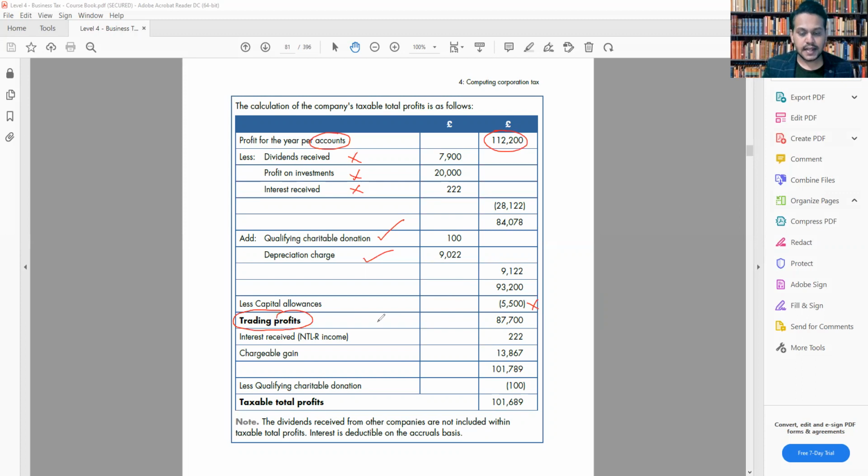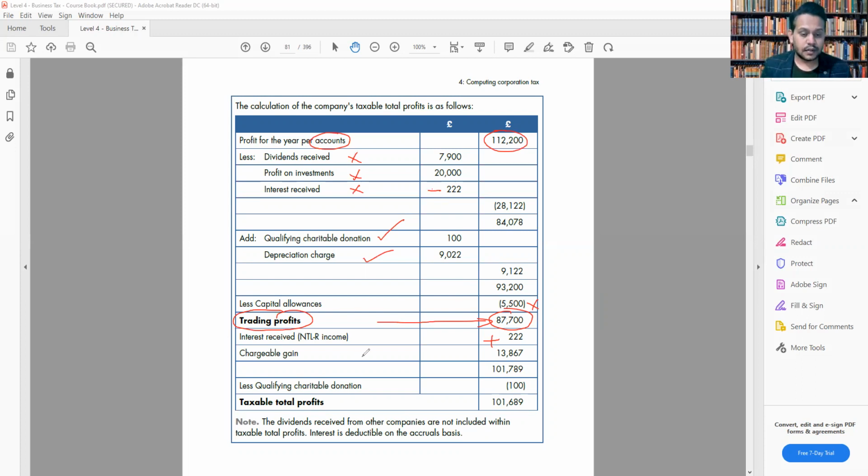So this one tells me exactly how much profit came from the actual business, actual trading. That is 87,700. And now I'll do the adjustment. What is the adjustment? The interest, I'm going to add it back. Remember, we take it out here, we add it back here because we have to pay the tax on this amount.